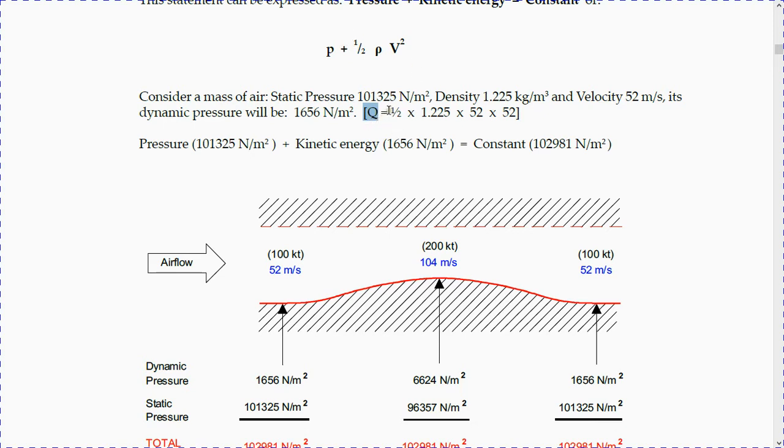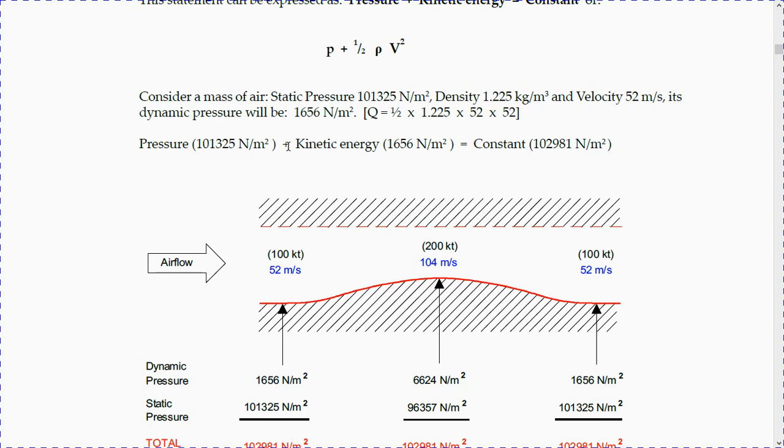equals half of the density, which is this one, times speed squared, speed and speed. So this is the pressure, which is the same as saying 1013.25 hectopascals, but it can be said as well as 101,325 newtons per square meter. So this is the pressure.